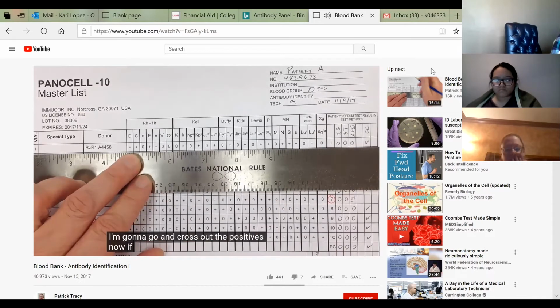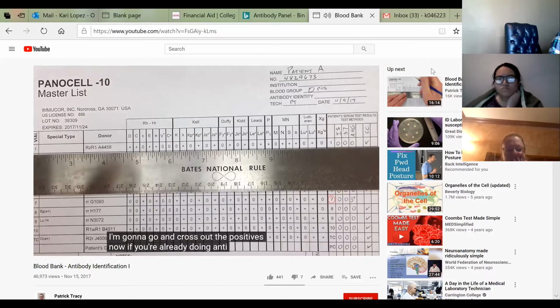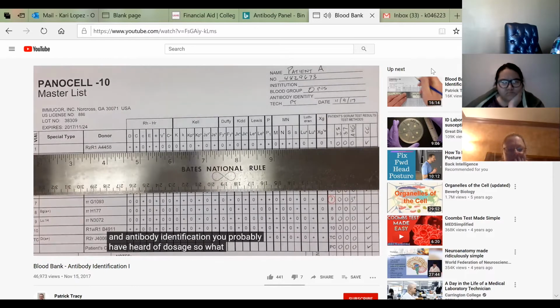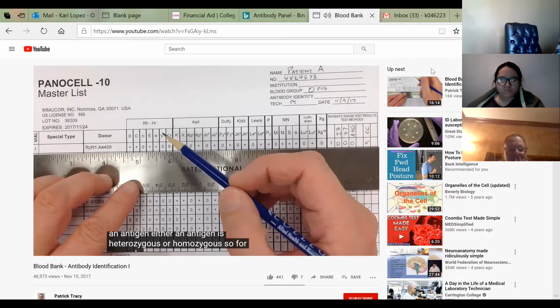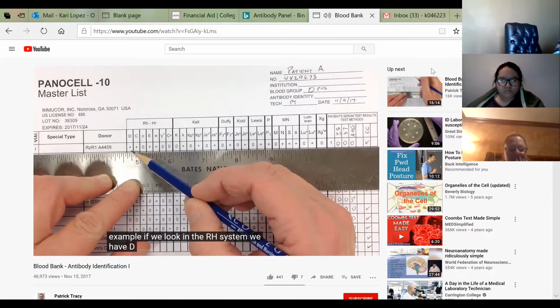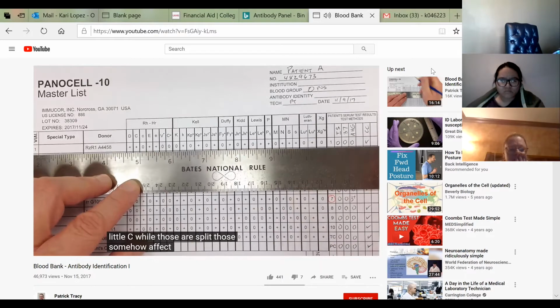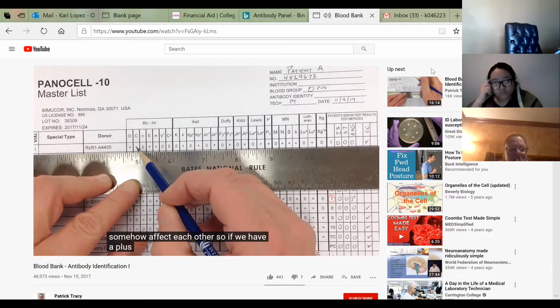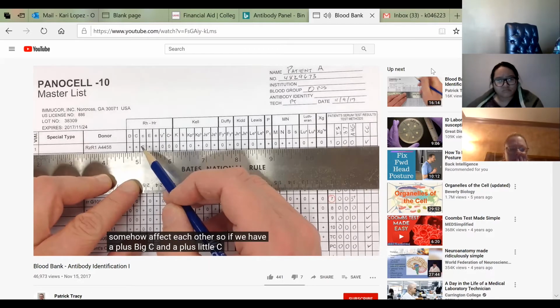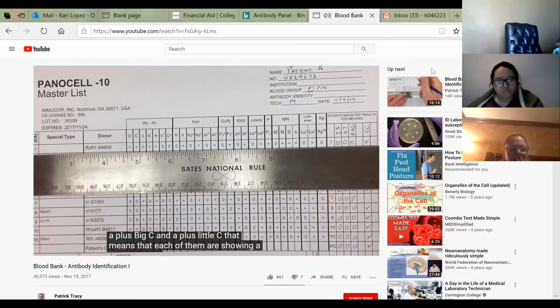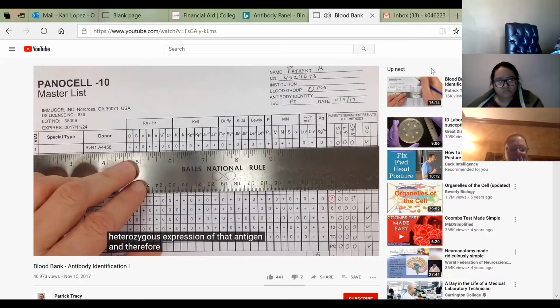Now, if you're already doing antigrams and antibody identification, you probably have heard of dosage. Dosage refers to the genetic expression of an antigen. Either an antigen is heterozygous or homozygous. So, for example, if we look in the Rh system, we have D. There's only one D, so that's a homozygous expression. And if we look at big C and little c, well, those are split. Those somehow affect each other. So, if we have a plus big C and a plus little c, that means that each of them are showing a heterozygous expression of that antigen, and therefore that antigen expression being weakened.